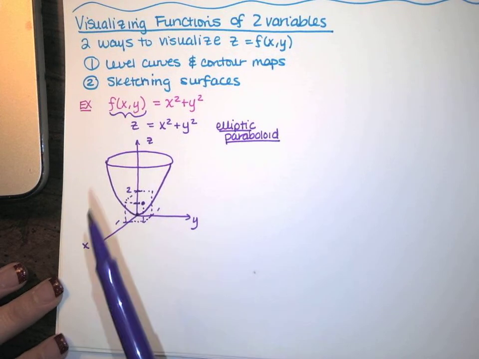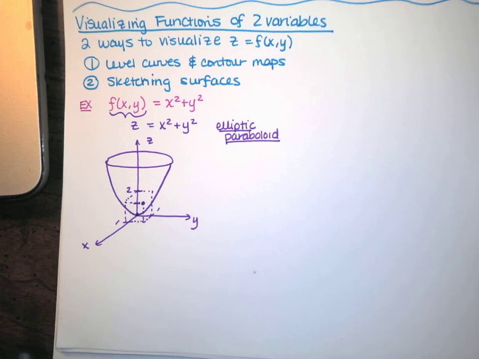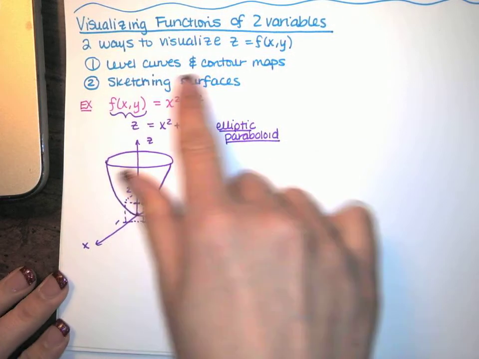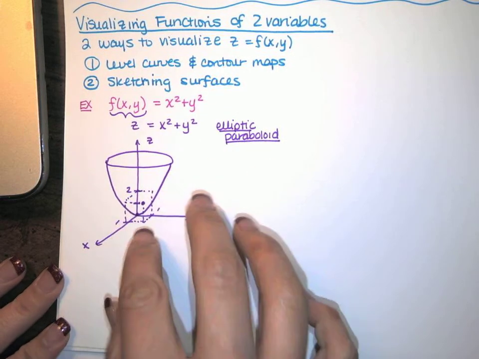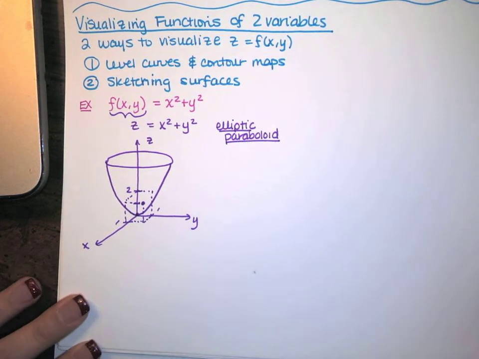Now we could also sketch surfaces using level curves or contour maps. This is particularly important when it's not one of the surfaces that we've already studied. But if it is one of the surfaces that we've already studied, I think it can help us understand the concept a little bit better by applying level curves and contour maps to visualizing something like this. So that's what we're going to do next.